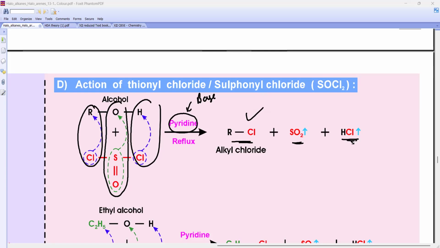Best method. Whenever I ask whether it is the best method, then on the product side I should get only the main product, and the remaining byproducts should be evolved. Now in this case, what was my byproduct? SO2, and SO2 is a gas, it will escape from my container. HCl is also a gas, it will escape. So what will remain in the container? Only alkyl chloride.